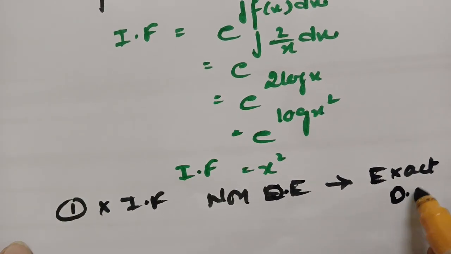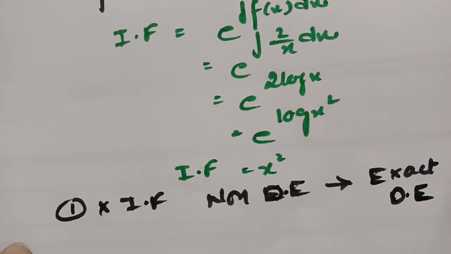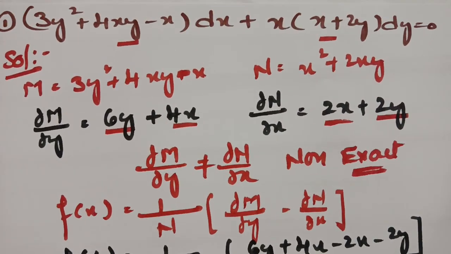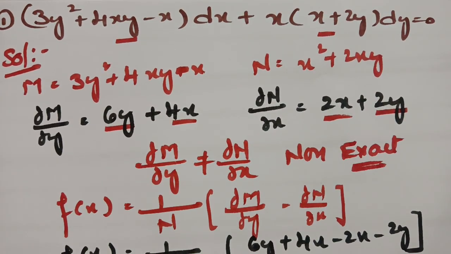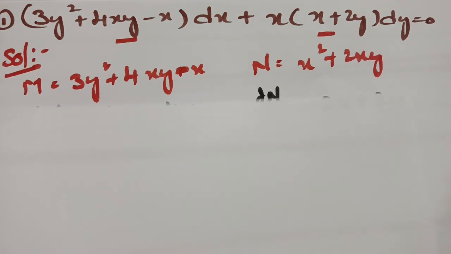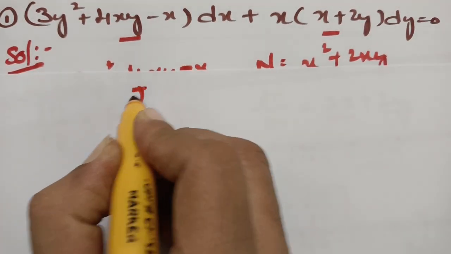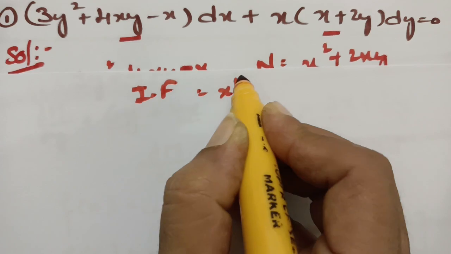Non-exact differential equation is going to shift as an exact differential equation. And now what is equation 1? Equation 1 is nothing but the question, and now we have to multiply with the integrating factor. So what is the integrating factor here? The integrating factor is nothing but x square. IF is equal to x square.